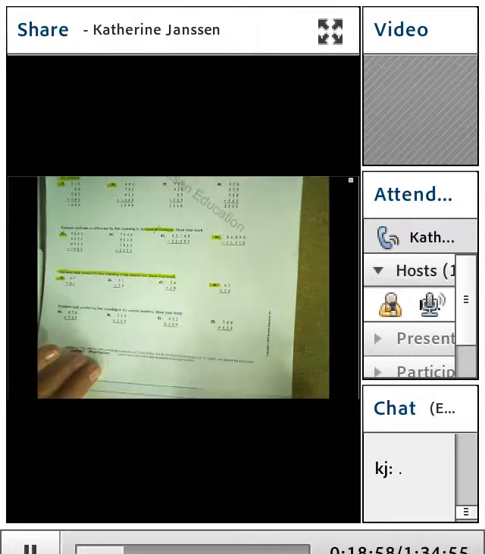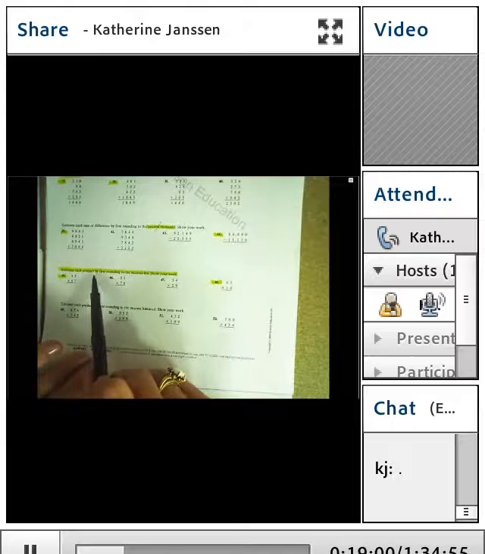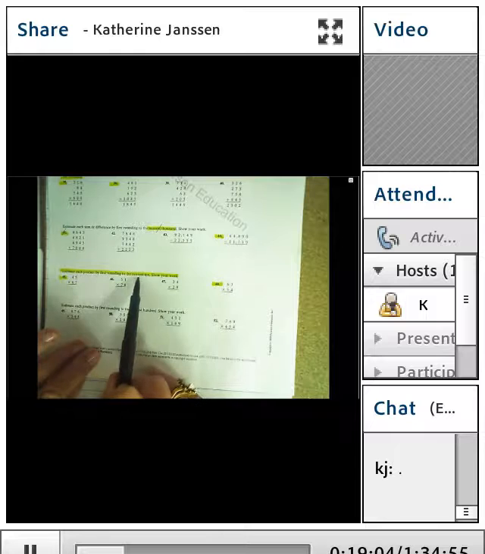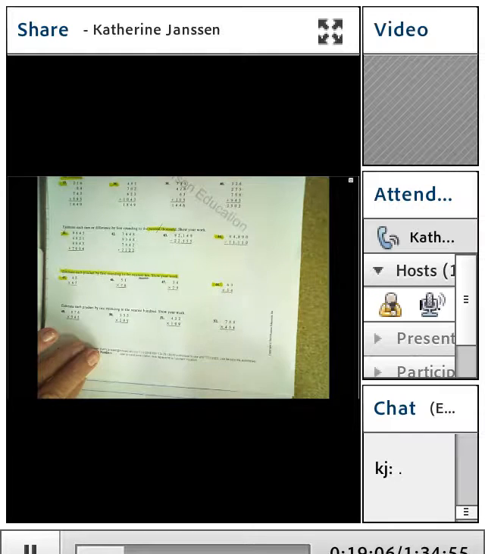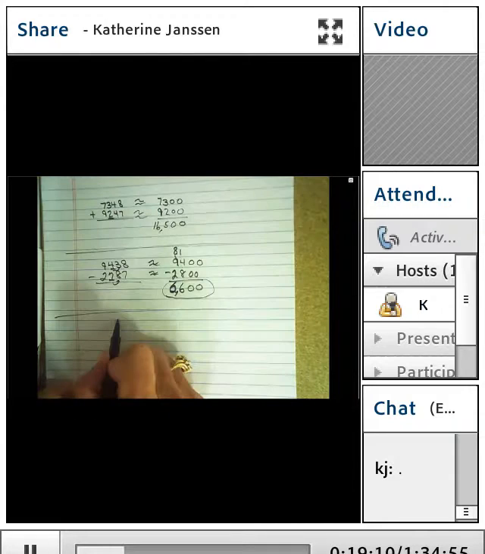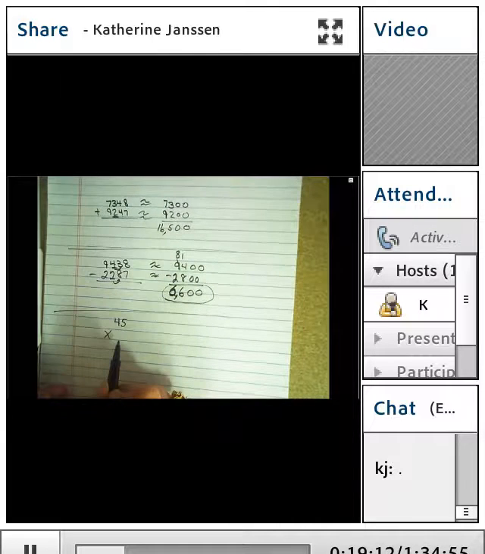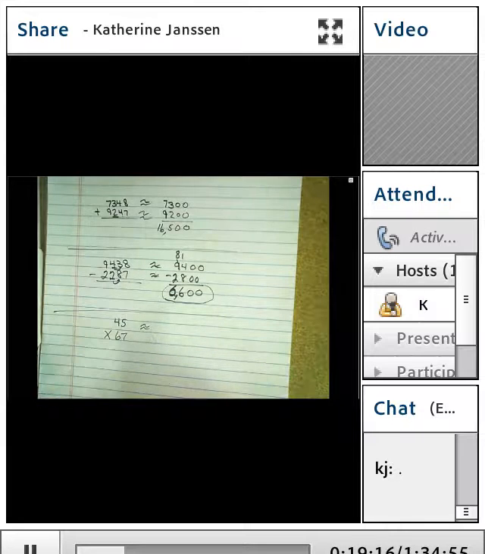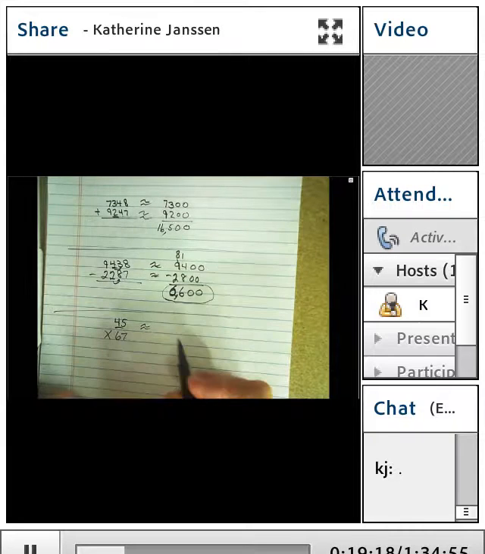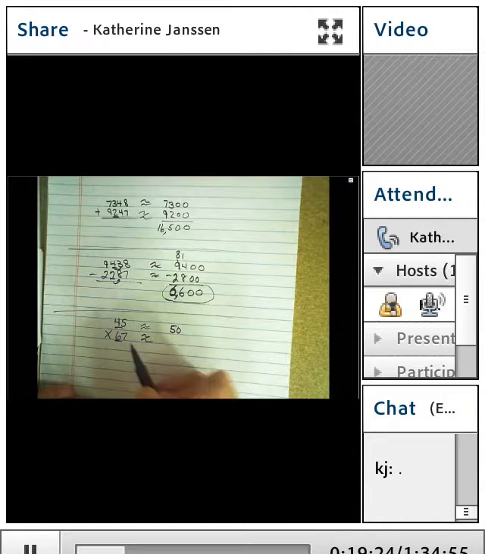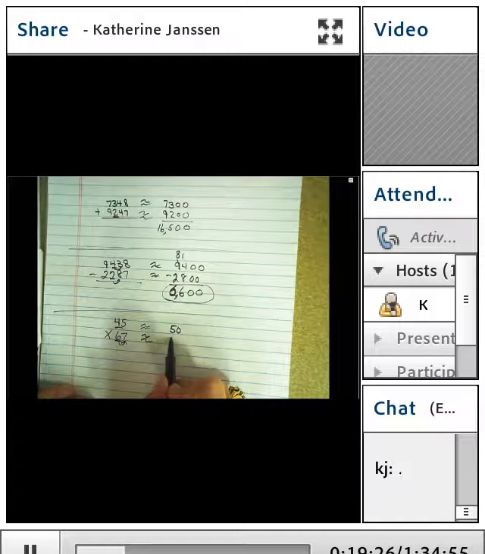We continue by estimating each product. Remember, product is our answer when we multiply, by first rounding to the nearest 10. Read your directions carefully. So I have 45 times 7. Rounding to the nearest 10, I'm going to peek next door and I'll round to 50. 7, I'm going to peek next door and round to 70.